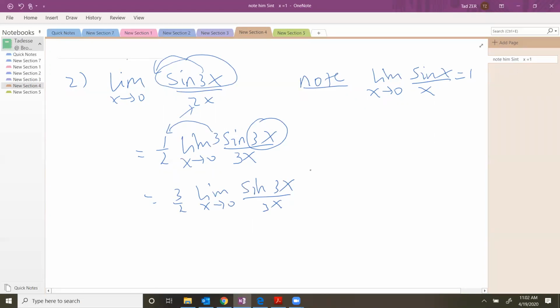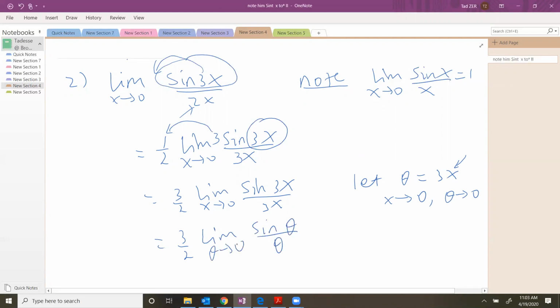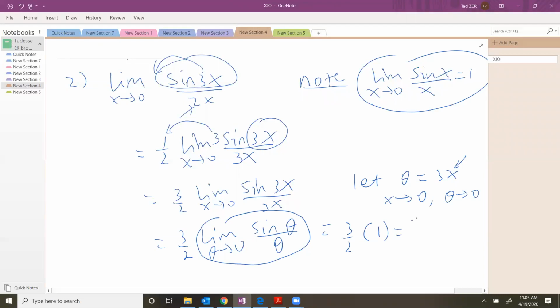Now, if you want to use change of variables, what you need to do is say let theta equal 3x. So I just call 3x theta. As x approaches 0, 3 times 0 is 0, which means theta will be going to 0. So this will be 3/2 limit of sine theta over theta as theta approaches 0. But now this is what we have here, which is exactly 1. That is how you should do it. This is a formal way of doing it.